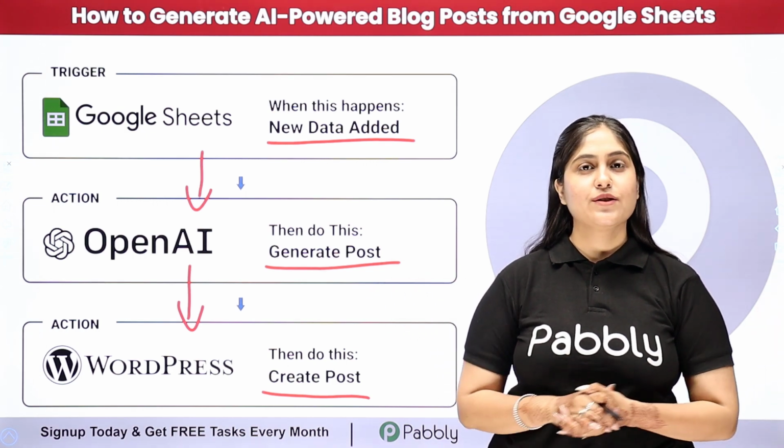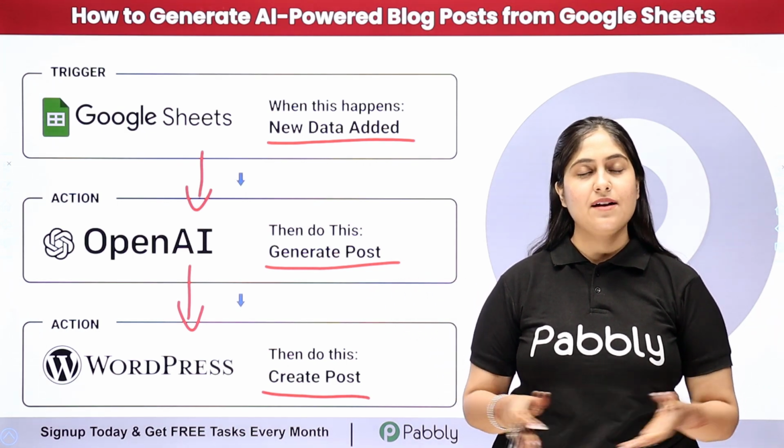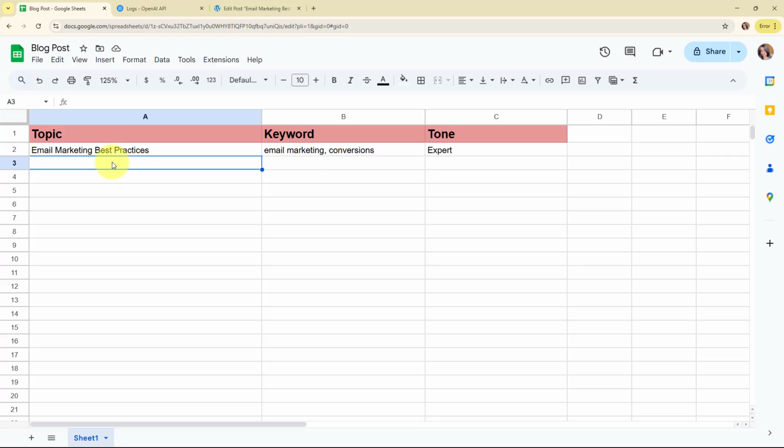So to see the working of this automation and to learn this process step by step, let me take you to my screen. Welcome to my screen. In this video, I'll show you how to automatically generate AI-powered blog posts from Google Sheets. It's a great way to save time, speed up content creation, and keep your clients' blogs updated consistently.